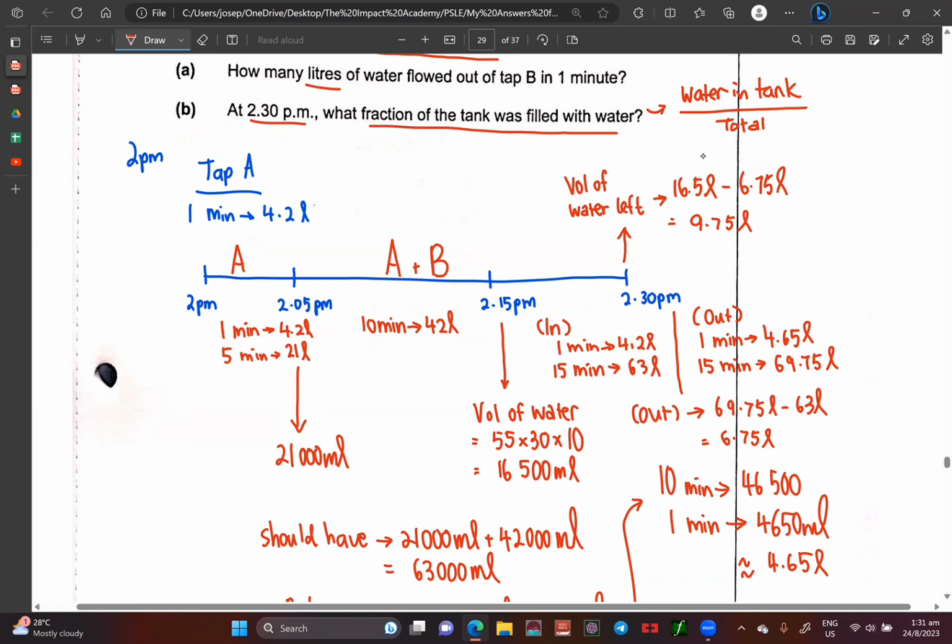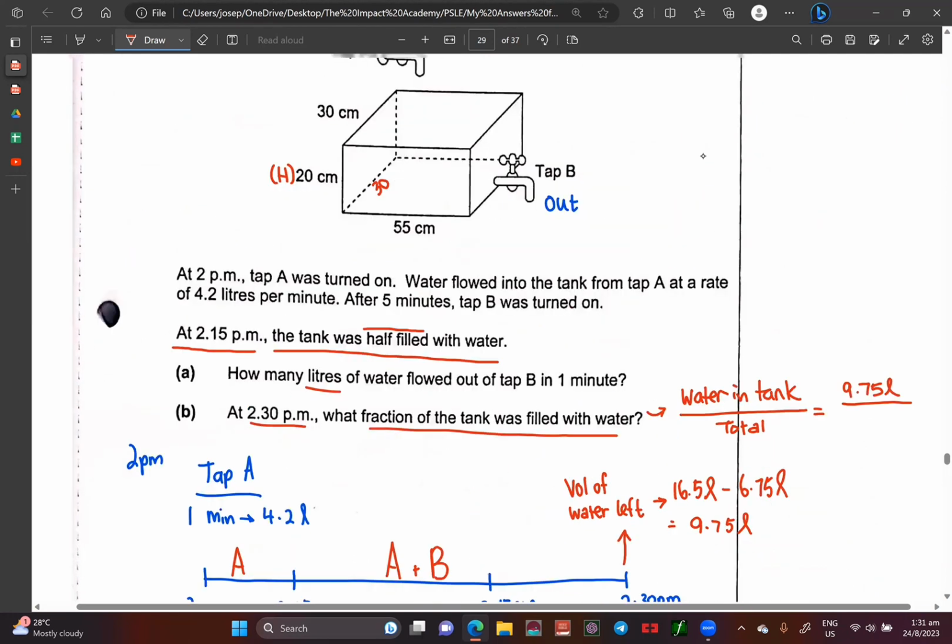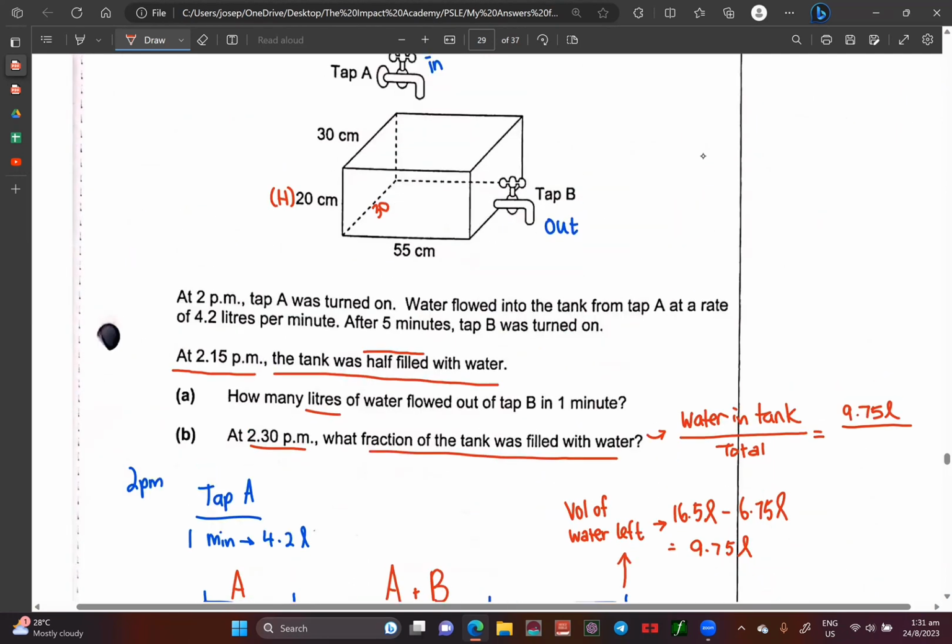So now this is exactly what they want us to find, which is 9.75 liters. Now the question says, what fraction? So we definitely need the total, as in the capacity. So the capacity, we can first find that as well. For the capacity, it will be 55 times 20 times 30.